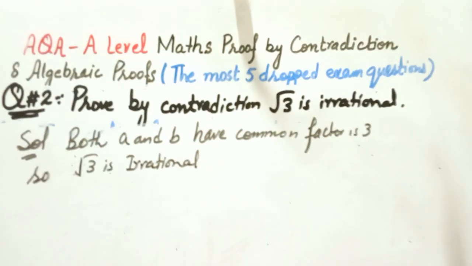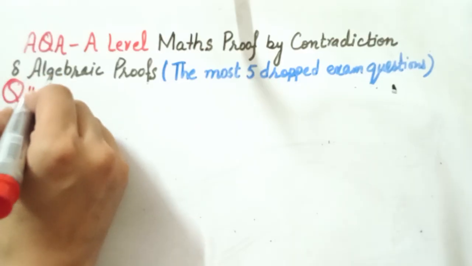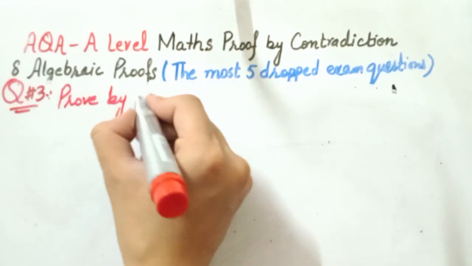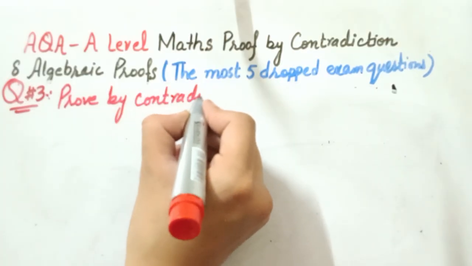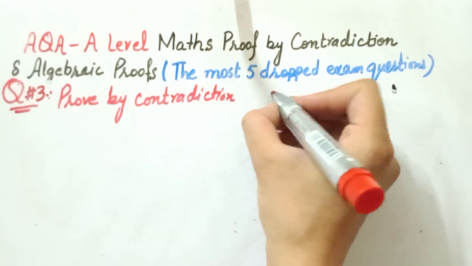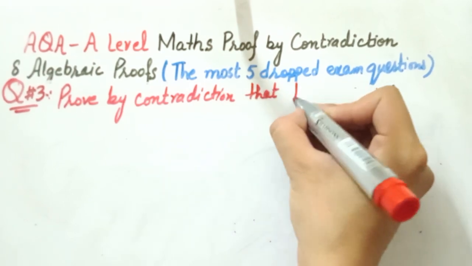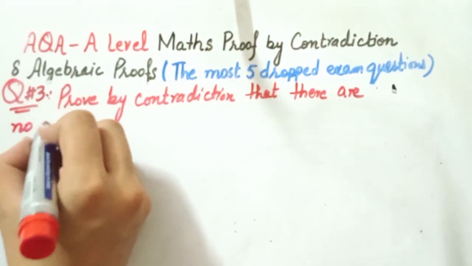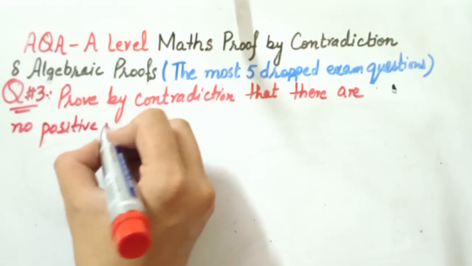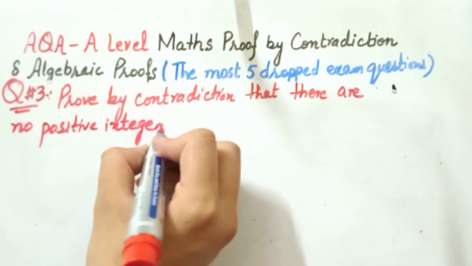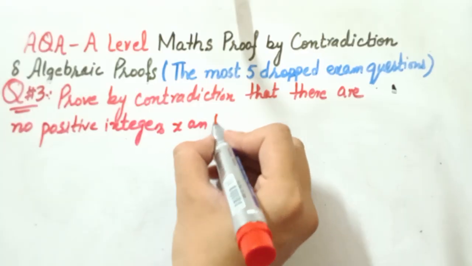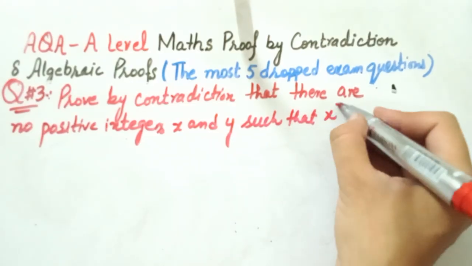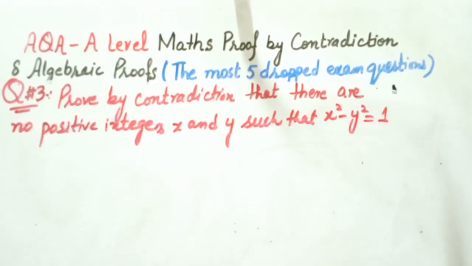Now we will solve the next question. Question number 3 is prove by contradiction that there are no positive integers x and y such that x square minus y square equals 1.